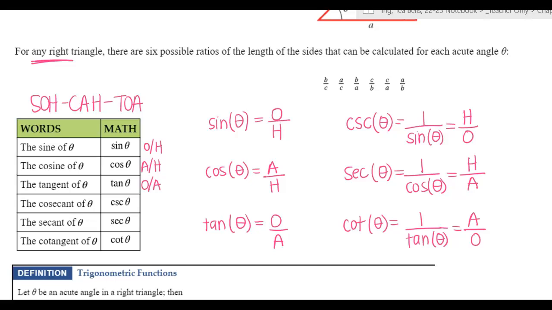So this is just refreshing your memory on one, how to write your SOHCAHTOA, and two, introducing your cosecant, secant, and cotangent, which is just building a little bit off of what we already know and talking about the reciprocals.